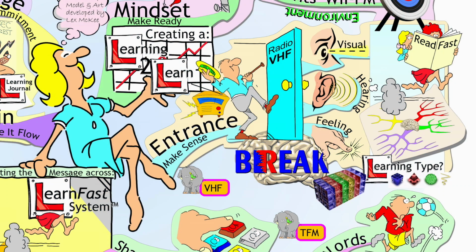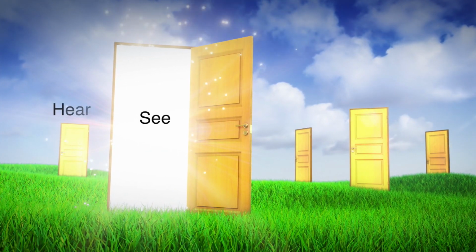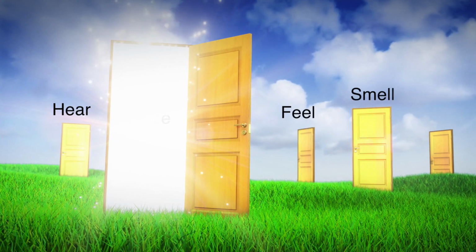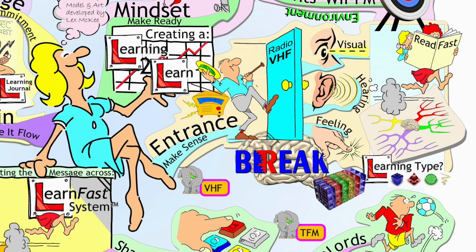If they can hear it and if they can see it, then there's going to be a faster flow of information through the entrance gates. And there's only 5 gates. It's what you see, it's what you hear, it's what you feel, it's what you touch. It's what you smell, and it's what you taste. And the more you can use more senses in getting your message across, the more your message makes sense.